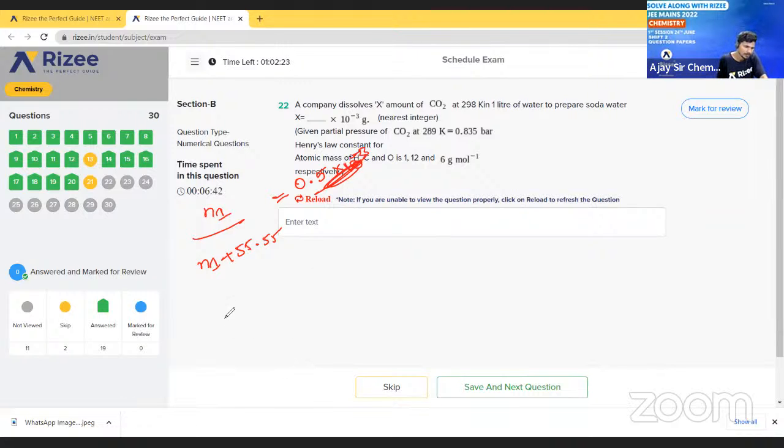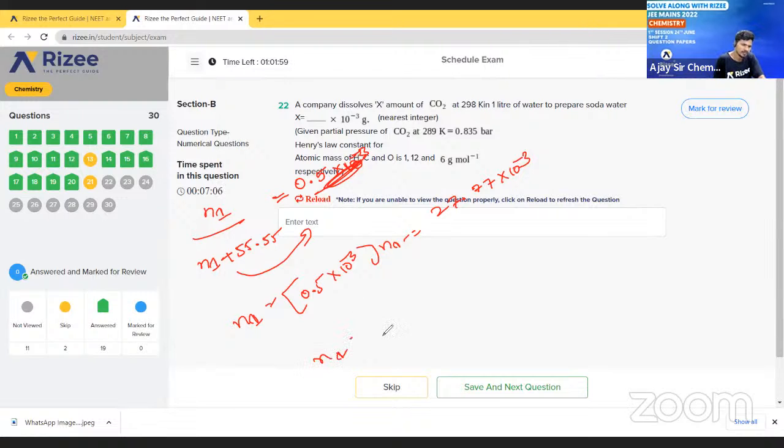Next, see here, 0.5 into 10 to the power of minus 3, if we send this value to that side, into this n1 will come this side and it will become 27.77 into 10 to the power of minus 3. Very simple. And n1 here will become 1 minus 0.5 into 10 to the power of 3, and is equal to 27.77 into 10 to the power of minus 3.